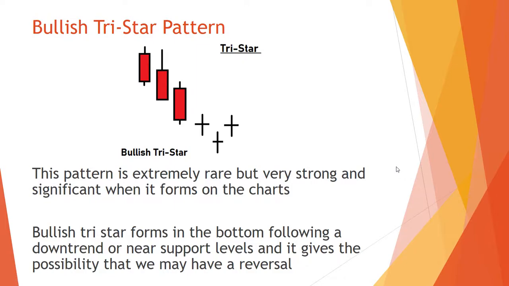The bullish tri-star pattern, this is the third one, this is another one, and this pattern is extremely rare but very strong and significant when it forms on the chart. So this is how it looks. We have the red candles like the bearish market, and then we have 3 doji candles below the red candles. So the bullish tri-star forms at the bottom, following a downtrend or near a support level, and it gives the possibility that we may have a reversal.